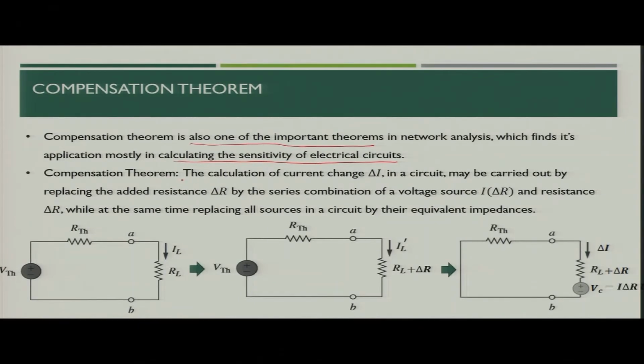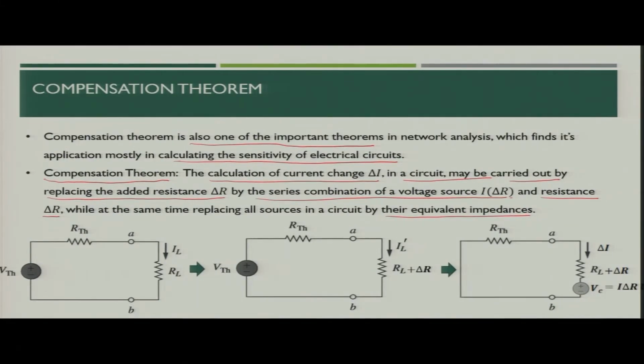Now, particularly what does compensation theorem means? Now, the calculation of current change delta I in a circuit may be carried out by replacing the added resistance delta R by a series combination of voltage source, that is a combination of original current I into delta R and resistance delta R, while at the same time replacing all sources in a circuit by their equivalent impedances.